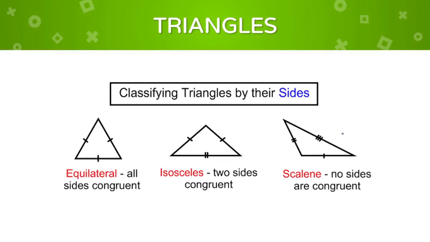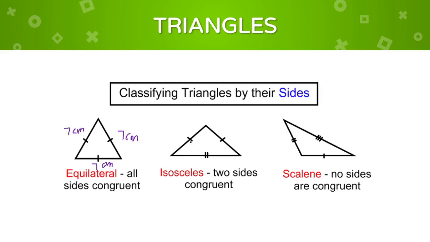Ito yung isang paraan, by looking at their sides. Kapag makita nyo itong symbol na 'to, ibig sabihin equal siya. For example, if this is 7 cm, 7 cm din 'to. And this one is also 7 centimeters. So, kapag lahat ng sides niya ay congruent, ang tawag doon ay equilateral triangle.